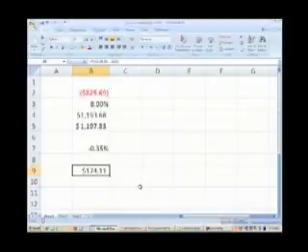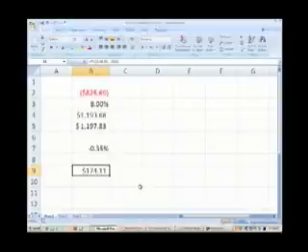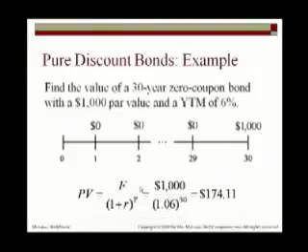So here's the deal. Go out and pay $174.11, wait 30 years, and get your $1,000. And in the meantime, you don't have to do anything. You don't have to collect any cash flows. You don't have to reinvest any cash flows. You just sit and wait. And the reason it's called a deep discount bond is because you can see, you can buy $1,000 for $174. Of course, it's $1,000 30 years from now. But there it is, and if we put it in the formula, we get the same thing.